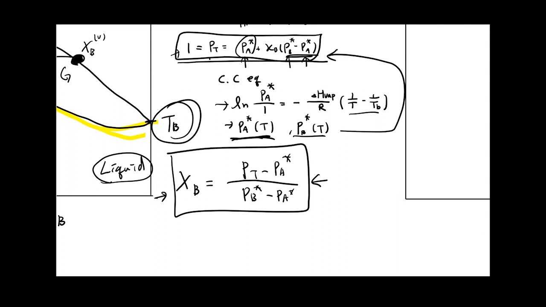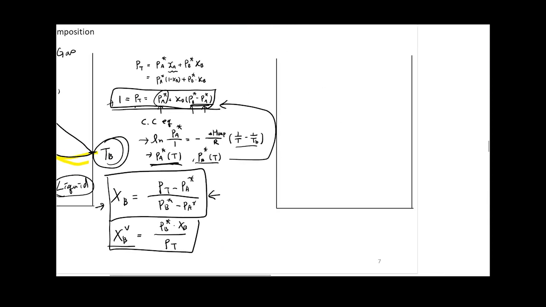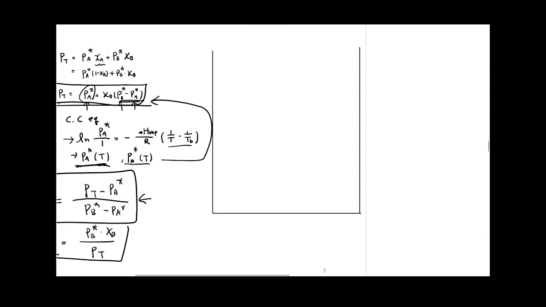The same thing goes for your XBV. This is the curve that's on the top. XBV is going to equal your P total over PB star times your XB. So you use this definition to figure out how the XBV is related to the temperature. That's all you need to know for the temperature dependence chemical phase diagram.